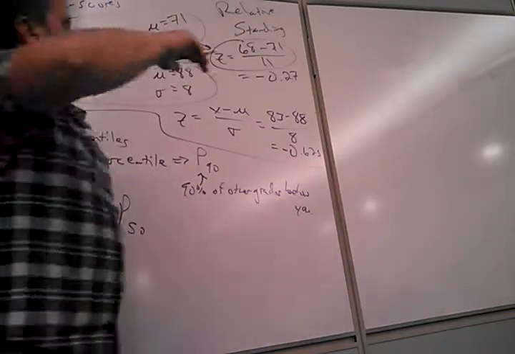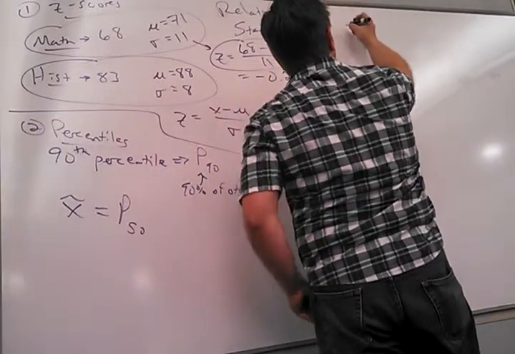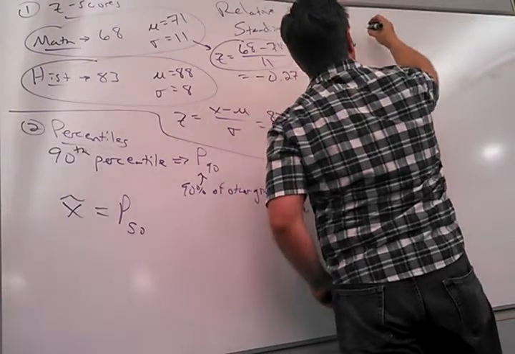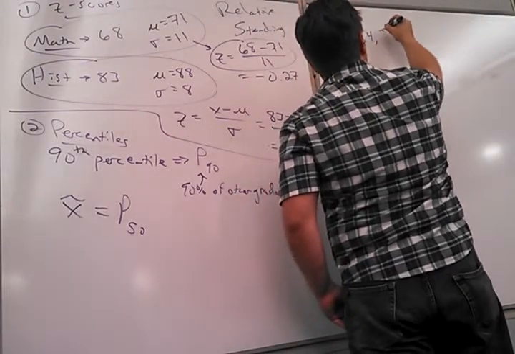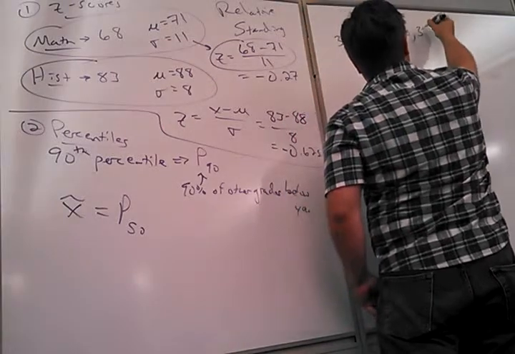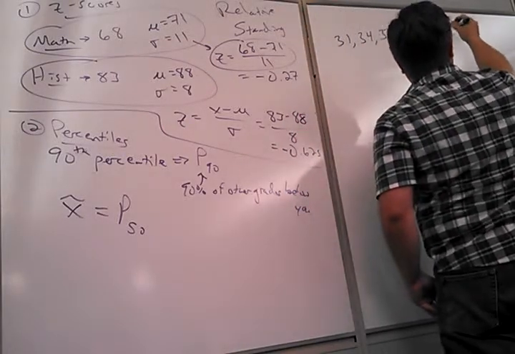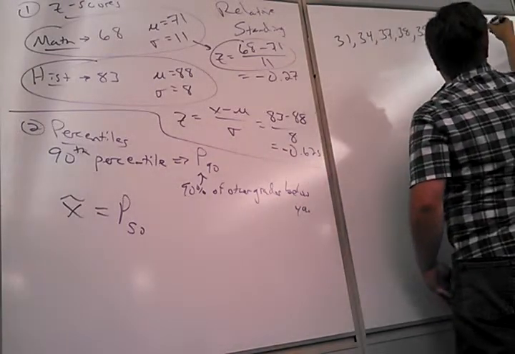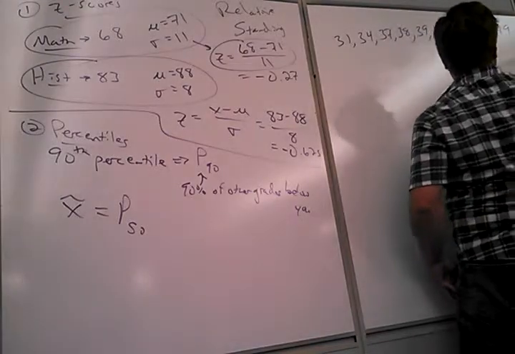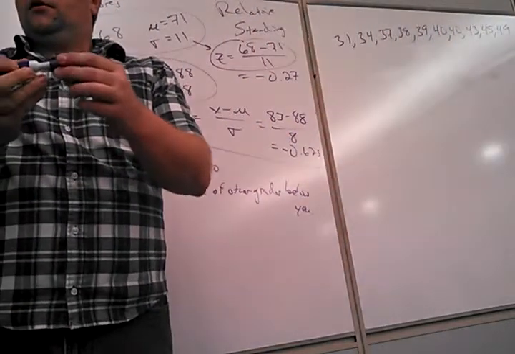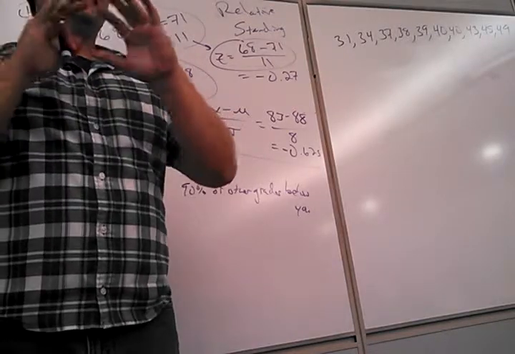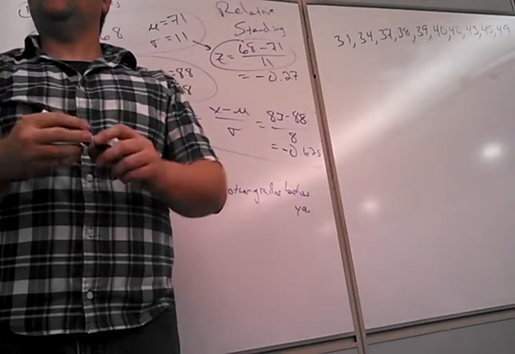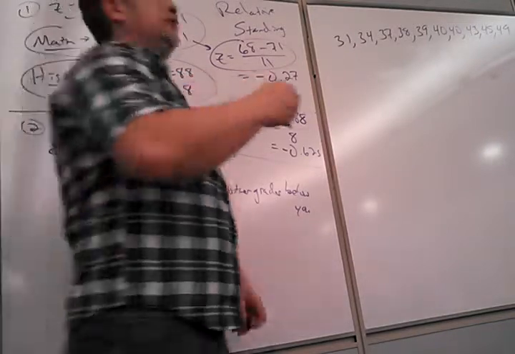Cool. So let's say I had a quiz, say it's out of 50 or something. One, two, three, four, 5, 6, 7, 8, 9, 10. So can somebody give me a guess as to what P90 must be? What score would be the 90th percentile?